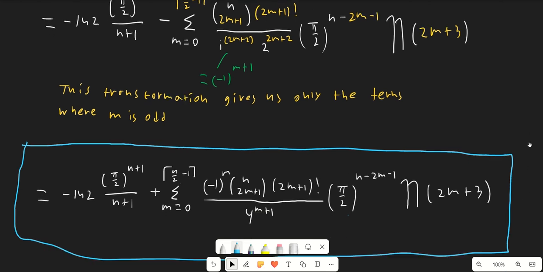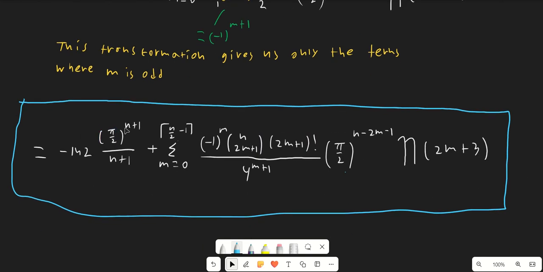we get our final expression, which is minus ln 2 pi over 2 to the n plus 1 over n plus 1, plus the sum from m equals 0 to the ceiling of n over 2 minus 1. And our summand is negative 1 to the m, n choose 2m plus 1, 2m plus 1 factorial over 4 to the m plus 1 times pi over 2 to the n minus 2m minus 1 times eta of 2m plus 3. That is quite a mouthful, but this is our overall expression for this pretty nice integral, and I think it's a pretty nice formula, though it's not very fun to deal with.